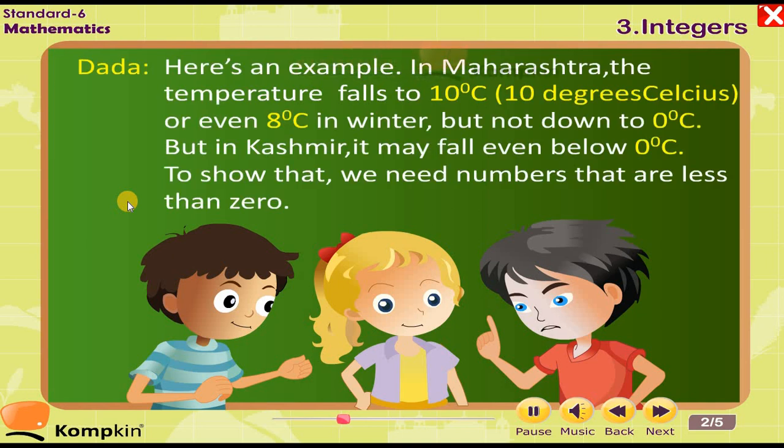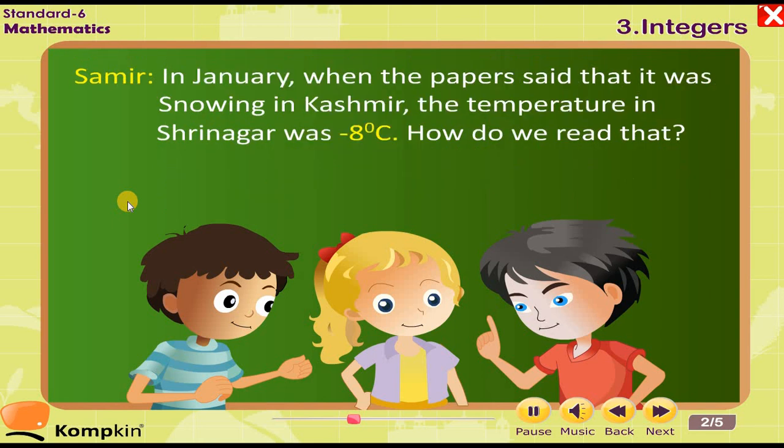In Maharashtra, the temperature falls to 10 degrees Celsius or even 8 degrees Celsius in winter, but not down to 0 degrees Celsius. But in Kashmir, it may fall even below 0 degrees Celsius. To show that, we need numbers that are less than 0.